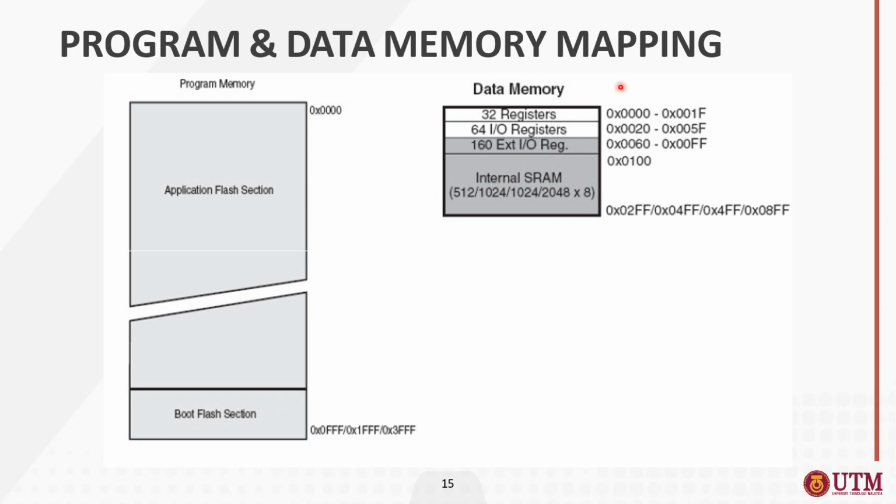Next is the data memory, which has 2 types. The first type is the SRAM, or static RAM, which I explained in the previous class. Static RAM is volatile memory, so you lose the data when you turn off the device. The purpose of the static RAM inside the data memory is to store variables, temporary data, and function call data during the execution of your program.